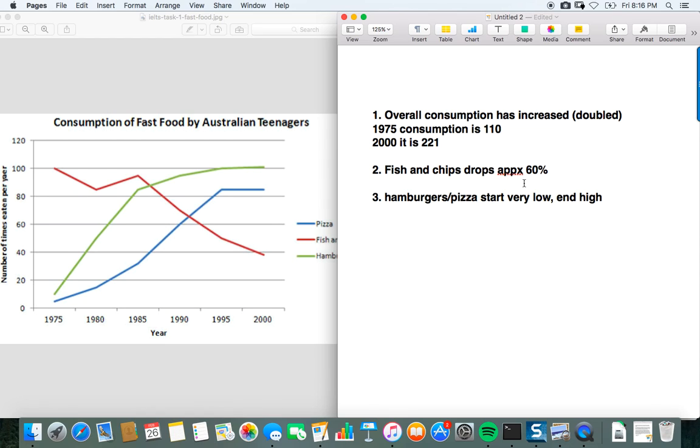Now this is important as well. This is going to tell you the organization of your task, of how you write it. So roughly 3 paragraphs. Now I know that some teachers are going to say paragraphs are not as important in this task, but I'm going to recommend that you try to organize your response into paragraphs. These should be your 3 paragraphs. The first one talks about overall consumption. The second one will deal with fish and chips. And then the third one will be hamburgers and pizza.